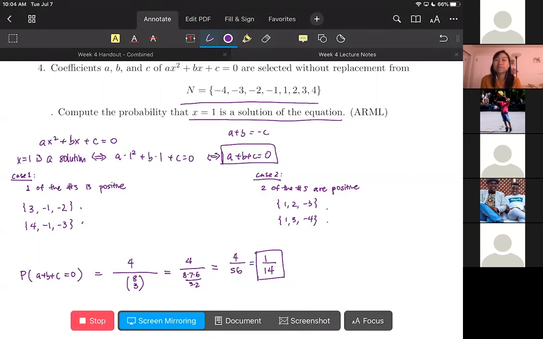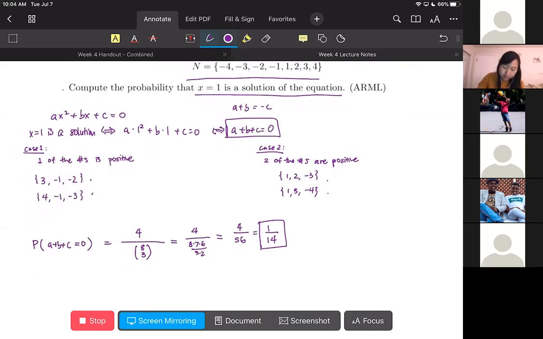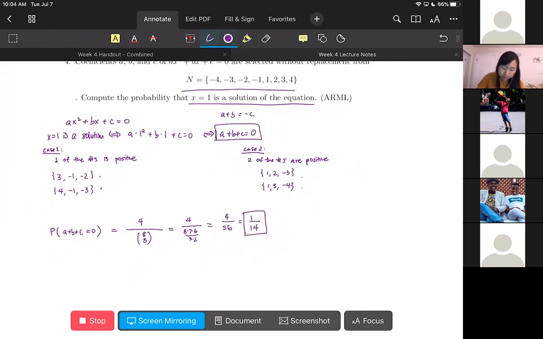For case 1, if one of the numbers is positive, could we rotate it and say it's also one case? Let's say if you put -1 first, could we swap it, like instead of 4 first, we bring -1 first? Yeah. So this is another way you could solve it. In this case, I'm saying the order doesn't matter.